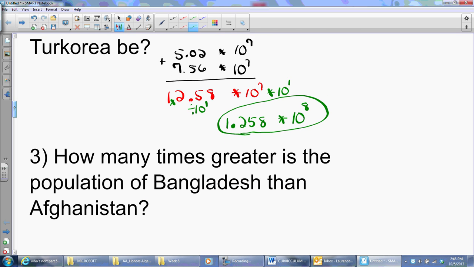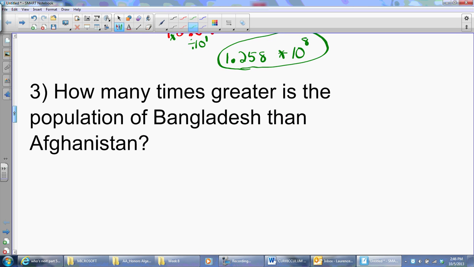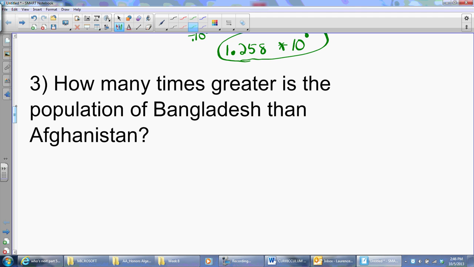These are the kind of things you're going to be doing in class tomorrow. How many times greater is the population of Bangladesh than Afghanistan? Now, the key to this one is knowing that it's a division problem. Look, if you were 13 and I was 39, how many times older am I than you?